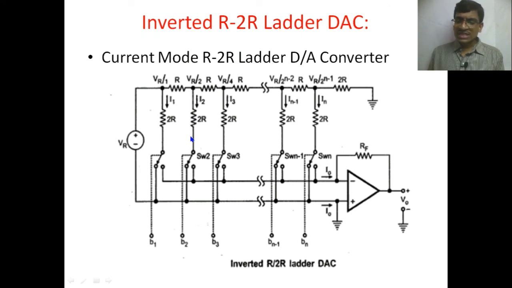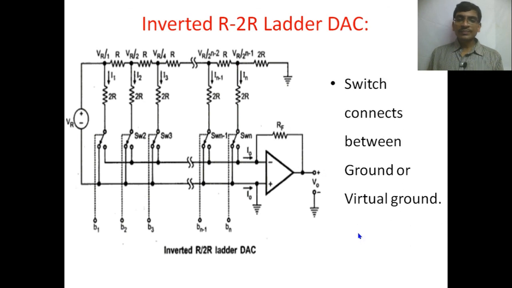So this is also just like what we have seen in the R2R ladder network. 2R, R, 2R, R, 2R, R, 2R resistance, R resistance, and 2R resistance, and 2R resistance at the last. This is exactly same as the R2R ladder network. This resistor ladder is same for the inverted and normal R2R ladder DAC. Okay, so here RF is the feedback resistance and the output voltage V0 will be equal to I0 into RF, right? Because output current into the output resistance RF, I0 into RF will be the output voltage.